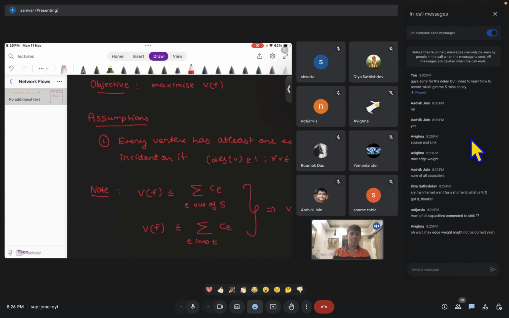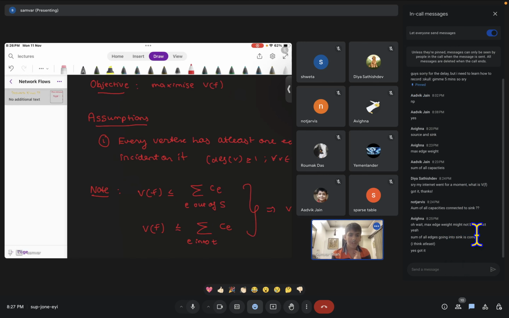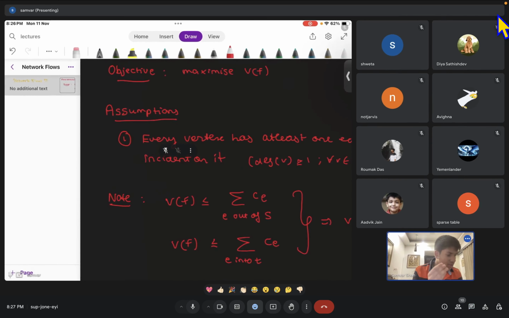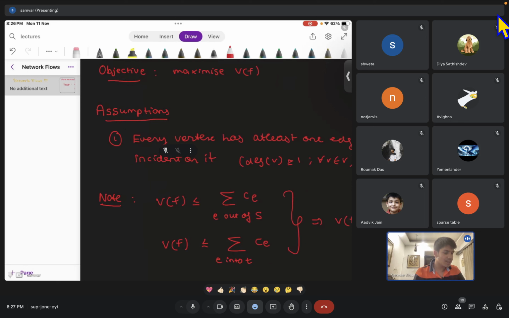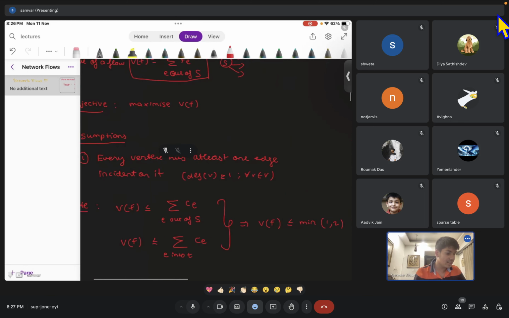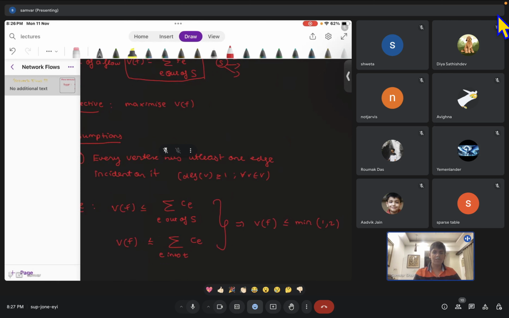Yeah, max edge weight. Okay, let me think about that for a second. So what exactly do you mean by max edge weight? I guess you mean max edge capacity. And yeah, that won't be correct, Avigna. I think there is a counter example which can be created for that, because you can break up the amount of flow you push through different edges. But yeah, sum of edges going into the sink is correct. So both of these are correct, and thus we can say it's the min of the two. One of them can't be greater or you're in trouble.